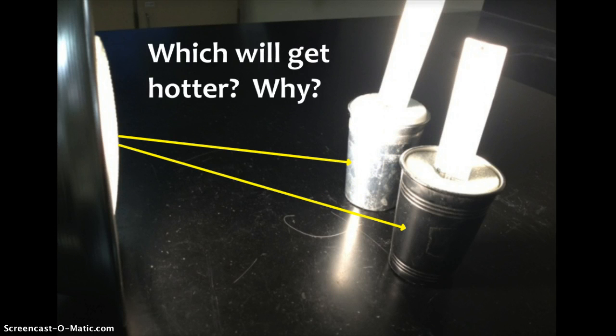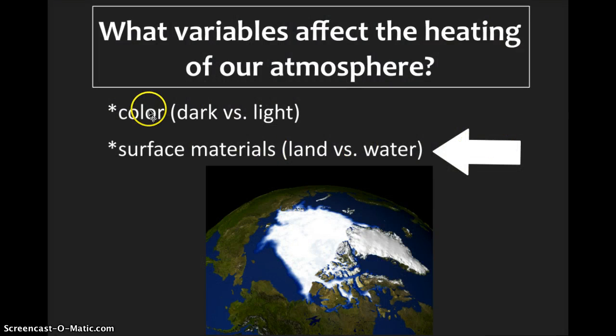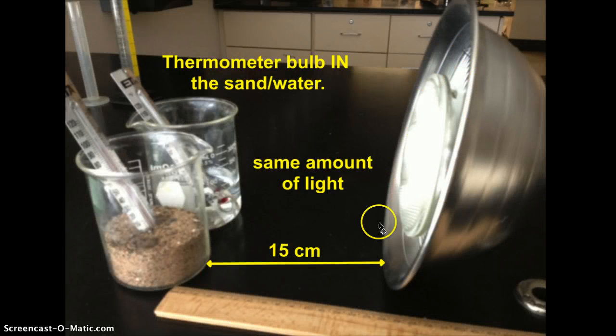In our next lab, we explored not color, but surface materials. So if we look again at this Earth, we'll notice that when the sun hits the Earth, it's either going to hit the water or it's going to hit the land. So we modeled that by, again, our lamp represents the sun, and this beaker of water represents the Earth's water, and this beaker with sand represents land. And we wanted to see, how do these two materials heat differently when a light is shined on them?